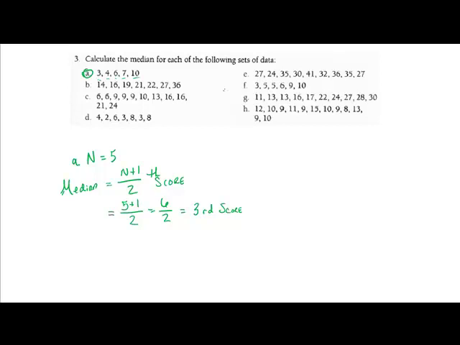Okay, so let's take a look at our data set. We're looking for the third score. I'm going to take my data and rearrange it in order. 3, 4, 6, 7, and 10. Actually, that is in order. The 1, 2, third data point is 6. So the median is 6.